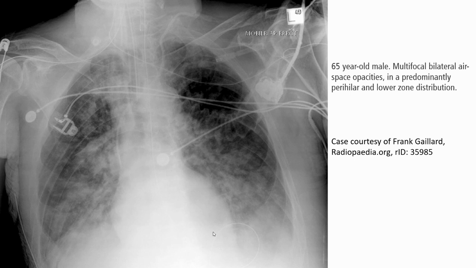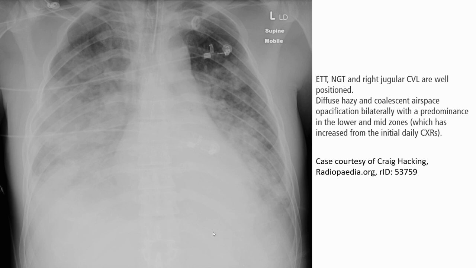This is a case of a 65-year-old man. He presented with multifocal bilateral airspace opacity in a predominantly mid and lower zone distribution. Another case of ARDS. The chest radiograph shows bilateral airspace opacity and consolidation, predominantly in the lower and mid zones, which has increased from the initial daily chest radiograph, not shown here. The endotracheal tube, nasogastric tube, and right central lines are well positioned.